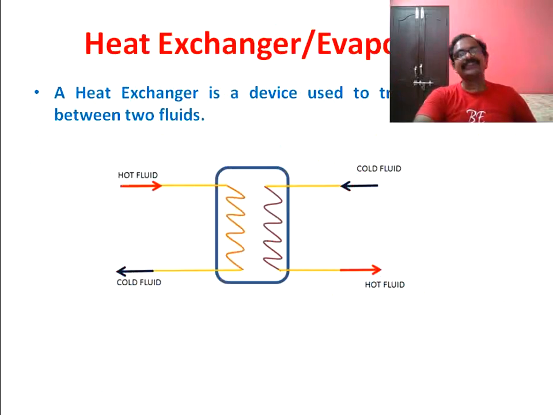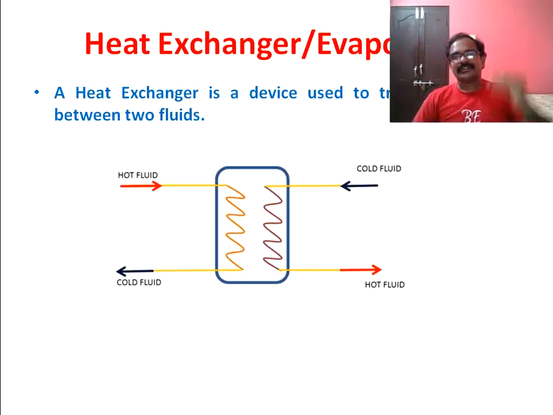Now let us see the heat exchanger. What is a heat exchanger? A heat exchanger is a device which is used to transfer heat between two fluids. That is, we have a heat exchanger which consists of two pipings inside it. On one side, for example on the left side, we are passing the hot fluid through the heat exchanger. The hot fluid will start flowing into the heat exchanger, and from the right side we will pass the cold fluid. Now hot fluid is flowing in one pipe and cold fluid is flowing through another pipe.